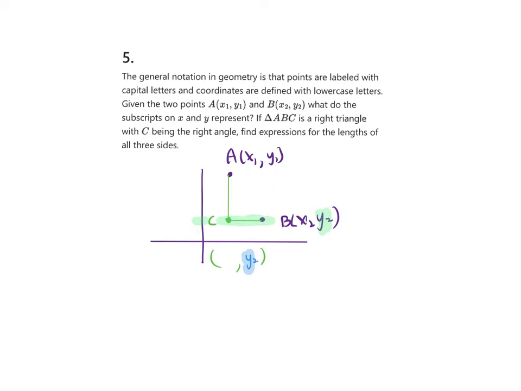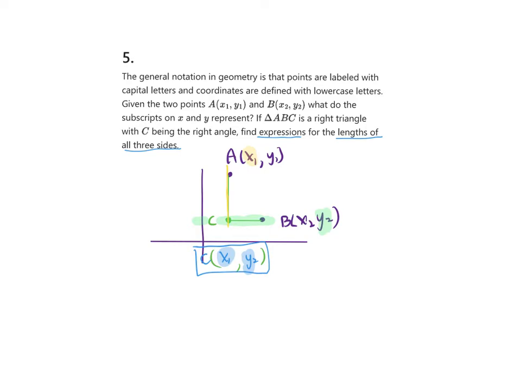Likewise, look at C and A. Don't they both have the same x value? They do, so let's make the x value the same for point C and call it x sub 1. So this is the coordinates of point C. So we're supposed to find an expression for the length of all three sides.